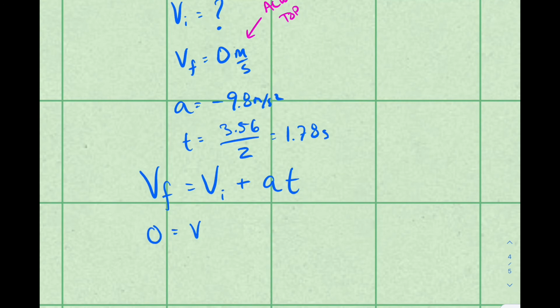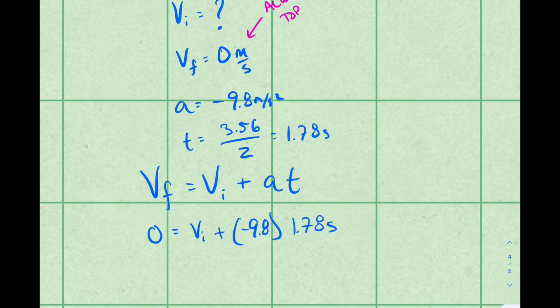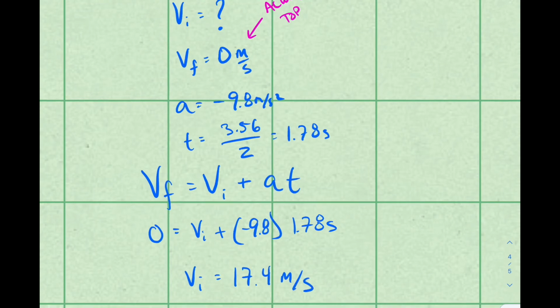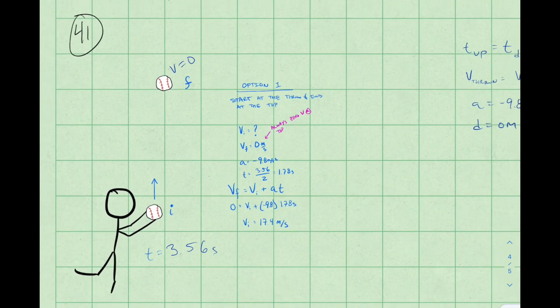And that's the tricky part. The most common mistake here is that people use that 3.56 as the time, but that is the time it takes to get back down. If you are using a 0 for a velocity, you are not talking about the total trip of an up and down motion.